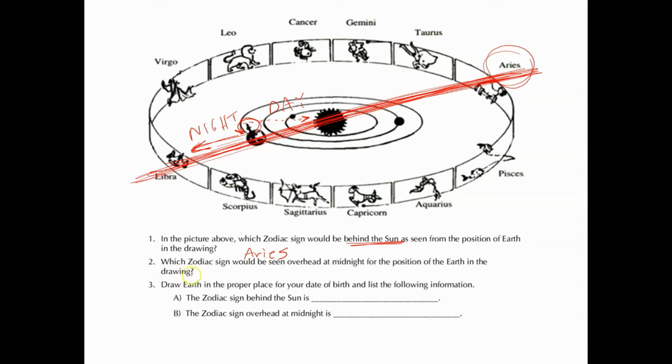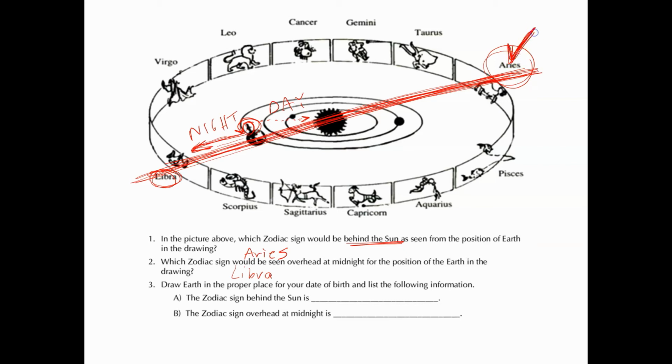Item 2. Which zodiac sign would be seen overhead at midnight for the position of the Earth in the drawing? As mentioned before, midnight, but here the star pattern is Libra. So let's say that a human life form pops into existence here at this moment in this position of the Sun, the Earth, and the background stars. Do you think someone would label you, if you popped into existence right here, an Aries, or would they label you a Libra? You would be labeled an Aries.